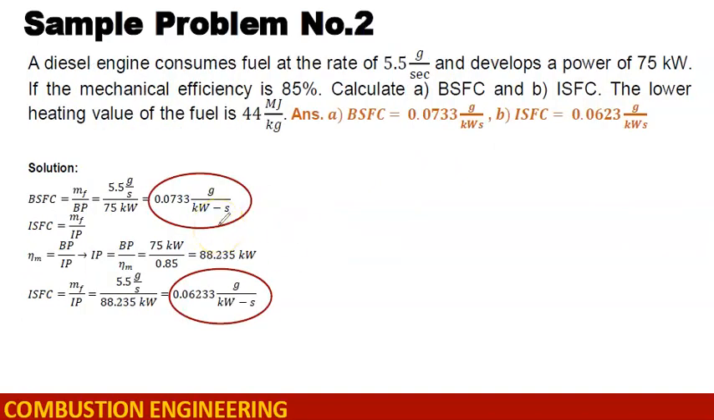So sample problem number 2. We have a diesel engine which consumes fuel, with the mass of the fuel consumed at 5.5 grams per second. The power developed, or our BP, is 75 kilowatts. The mechanical efficiency is 85%.